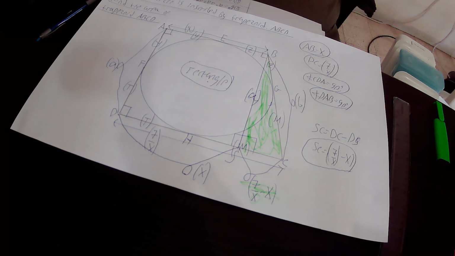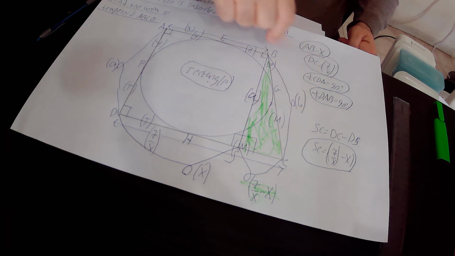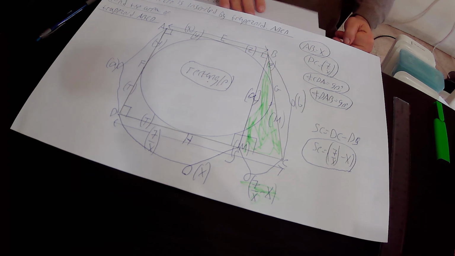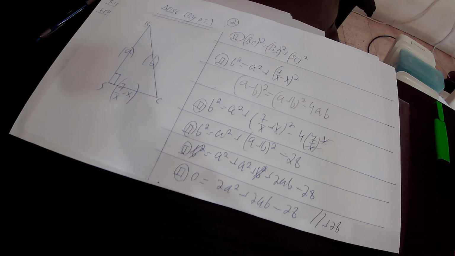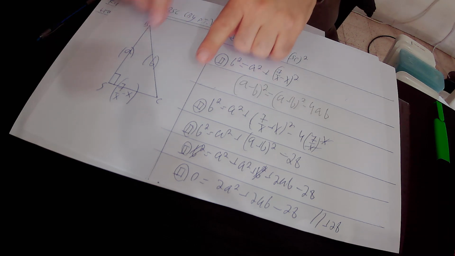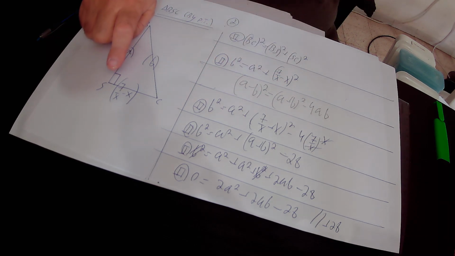In the next step, I copied the right green triangle BSC onto a new page and we implemented the Pythagoras theorem on this right green triangle, triangle BSC. This is the right green triangle BSC that I copied from the original diagram. We found out that the hypotenuse BC equals B, side BS equals A, and we just found out that SC equals 7 over X minus X.